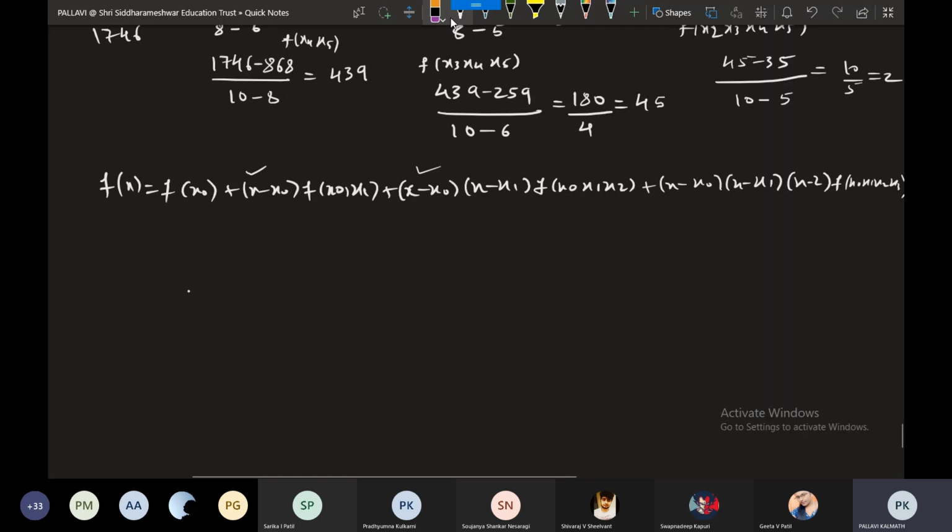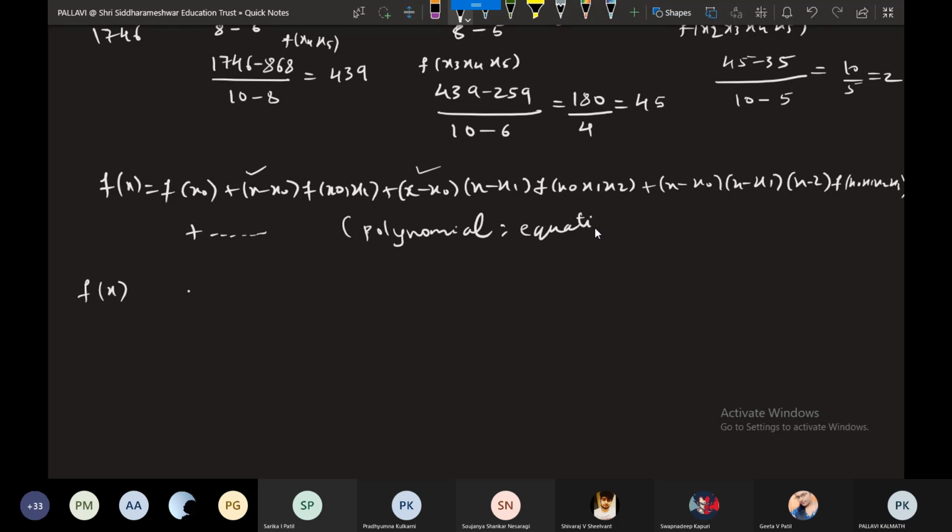Now see here, at what point you are going to solve it is not given. So for f of x, you are finding a polynomial. Polynomial means you will get an equation in x. You should get an equation in x because the x point is not mentioned here. So directly go on substituting. So what is f of x naught?